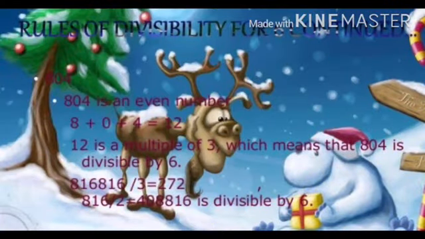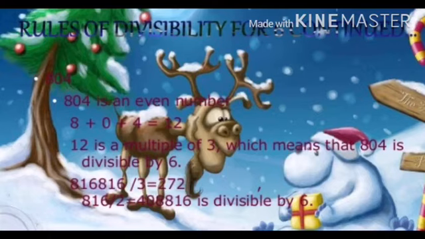Now the divisibility of 6. If a number is divisible by 2 and 3, then the whole number is divisible by 6, because 2 and 3 are factors of 6. Let us take an example to understand more. Suppose the number is 804.